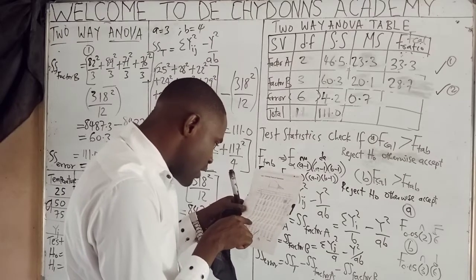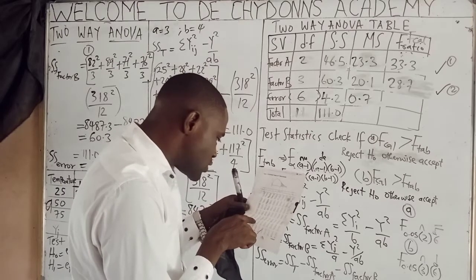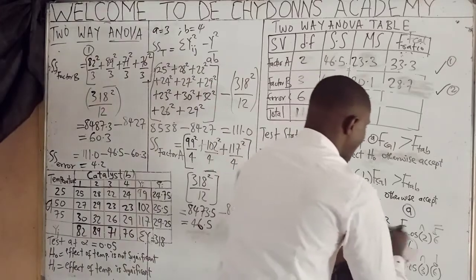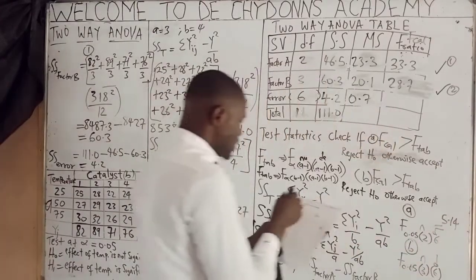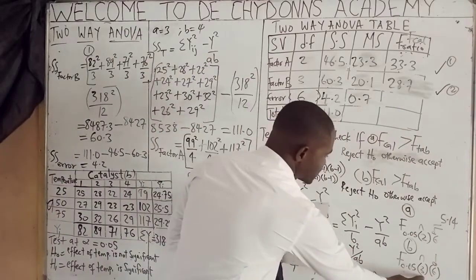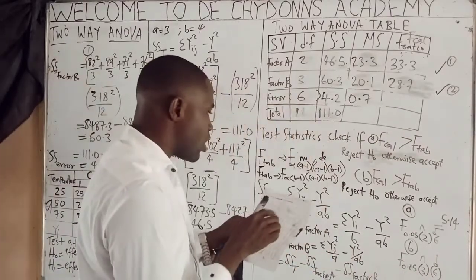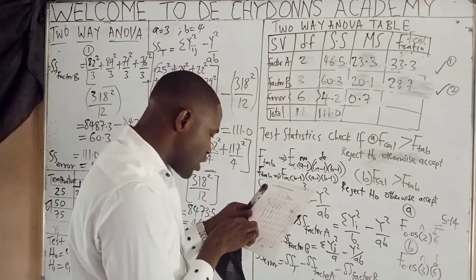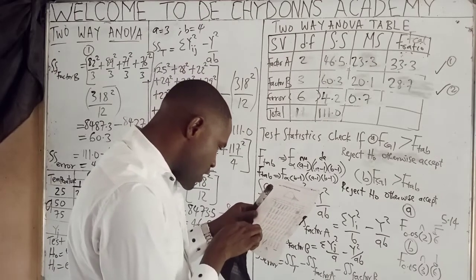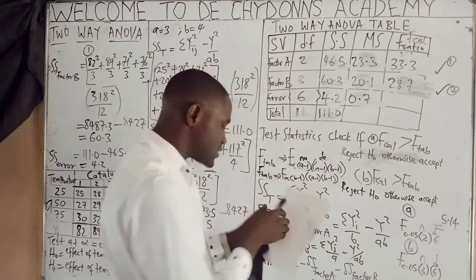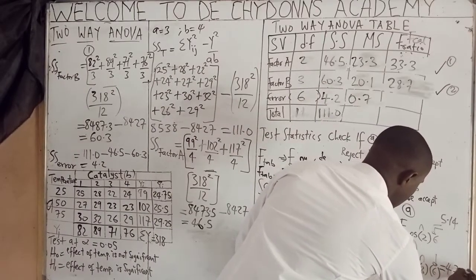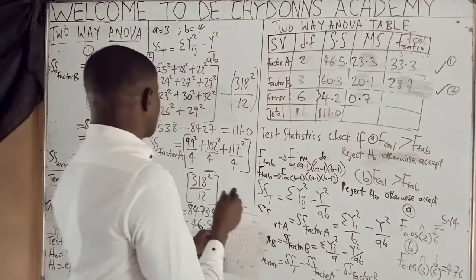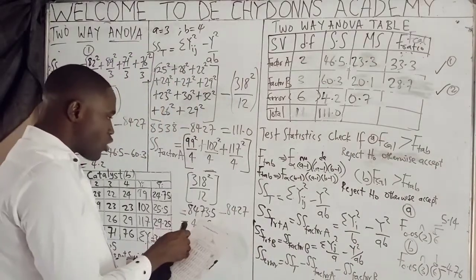That will be giving me 5.14. Check the next one. 3 as numerator and 6 as denominator under 0.05. That will be giving me 4.76. Okay, so we now do our conclusion.